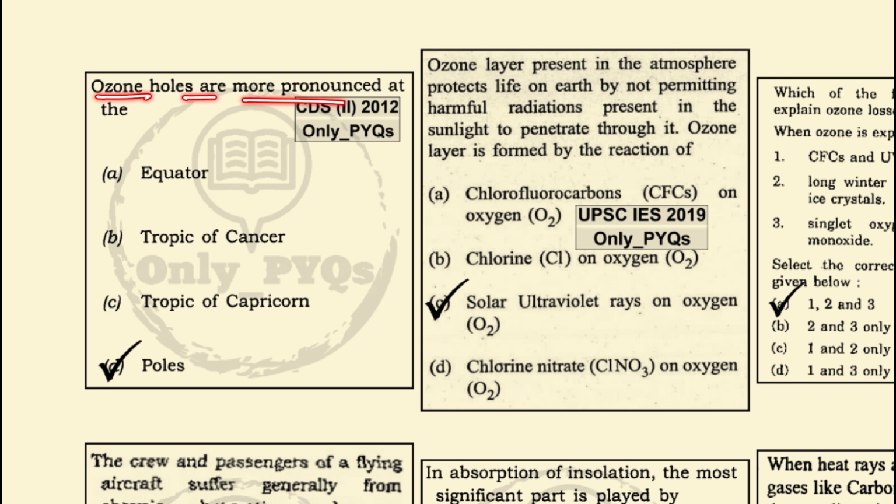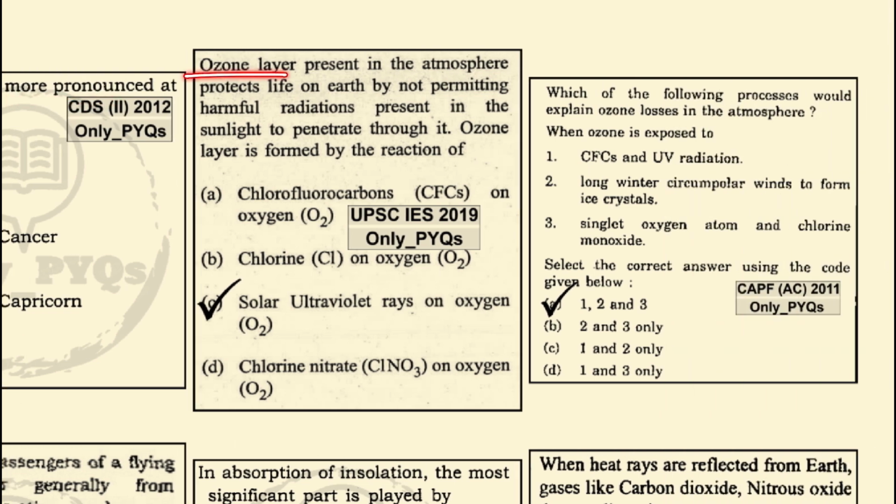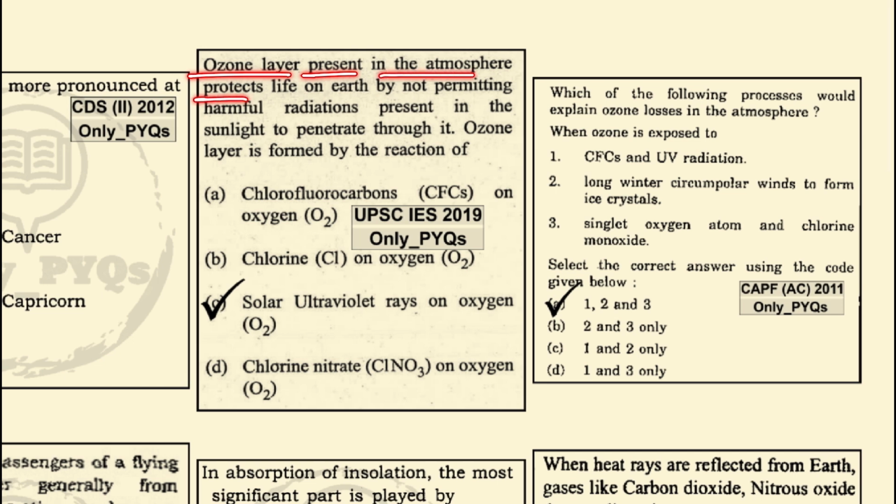Ozone holes are more pronounced at the poles. Ozone layer present in the atmosphere protects life on Earth by not permitting harmful radiations present in the sunlight to penetrate through it. Ozone layer is formed by the reaction of the solar ultraviolet rays on the oxygen.